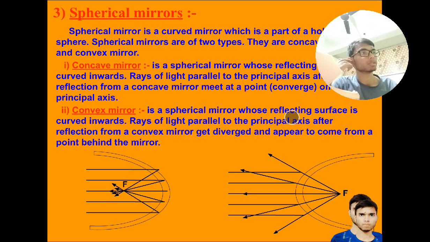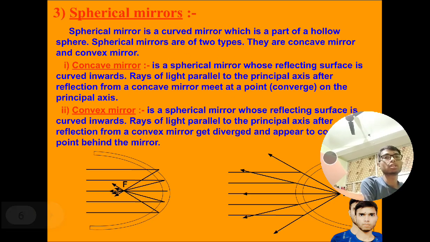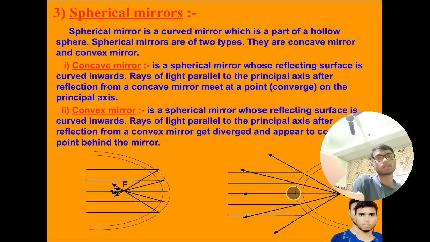Next, spherical mirrors. Do you know how we got two types of mirror? First is the concave, second is the convex. How did we get them? The answer is, we got these mirrors from spherical mirrors. These two mirrors were cut from a spherical mirror. This is the first part and this is the second part. When we add these two parts together, it will form a spherical mirror.